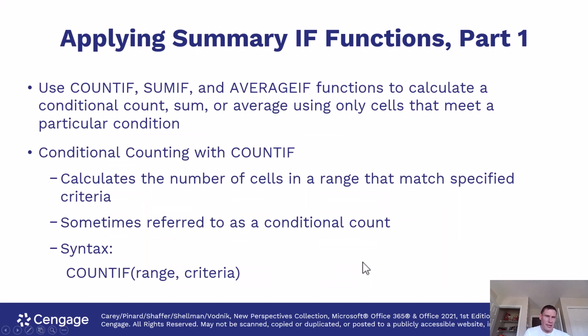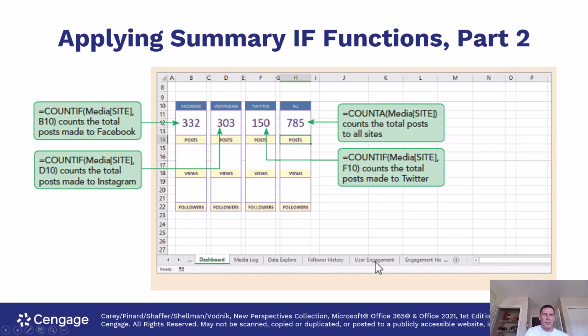We can use the COUNTIF, SUMIF, and AVERAGEIF functions to calculate a conditional count, sum, or average using only cells that meet a particular condition. Conditional counting with COUNTIF calculates the number of cells in a range that match specified criteria. The syntax would be COUNTIF, open parentheses, range, comma, criteria, and then close parentheses.